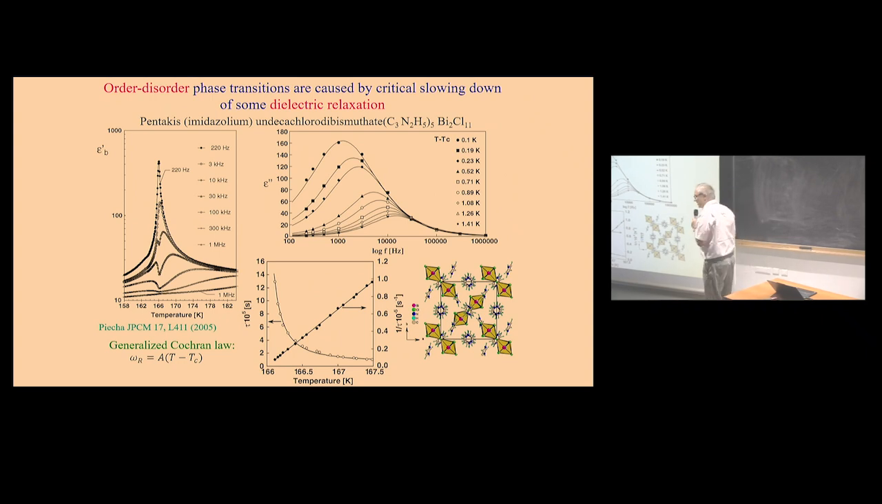But there are also many materials which don't show any phonon softening, and still they are ferroelectric. For example, some organic ferroelectrics, like this one, I cannot read it, such a complicated chemical formula.